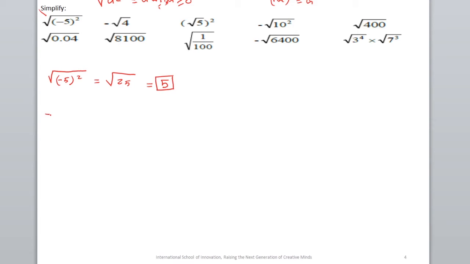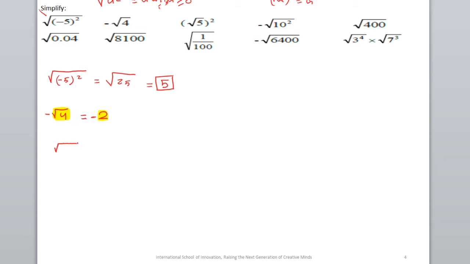Negative radical 4, what does it equal? The negative outside doesn't affect, so I keep it. What does radical 4 equal? It's equal to 2, so I keep it. So it's negative 2. It's like this.